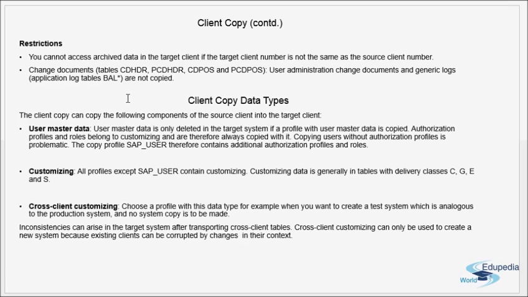Say in the source client you have archived some data. If the target client number is different, even though you copy this data, from that client you will not be able to access the archive data unless the client numbers are the same. So if you are creating a new client in the same system, of course the number should be different from the source client. If you are doing a client copy into another system, you can have the same client numbers because the system IDs are different. So these two are the restrictions.